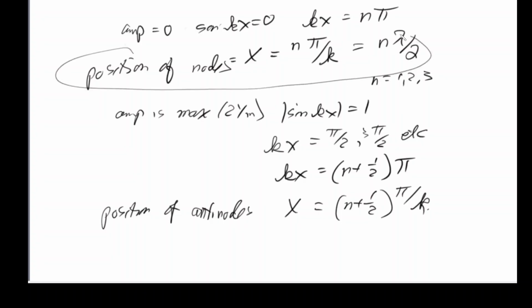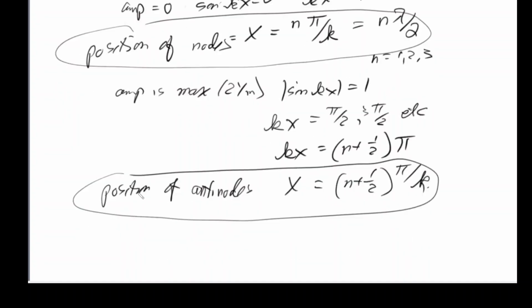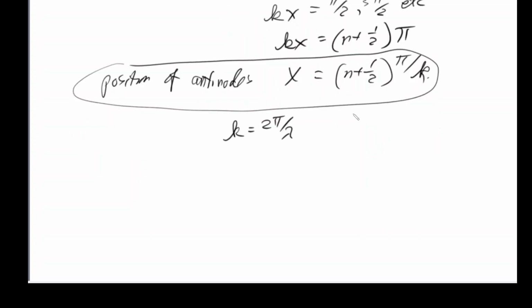So here's our position of our nodes. Here's our position of our antinodes. And since k is equal to 2 pi over wavelength, this also becomes x is equal to n plus 1/2 times lambda over 2, where n is equal to 1, 2, 3, etc. These are just another way of finding position of antinodes.